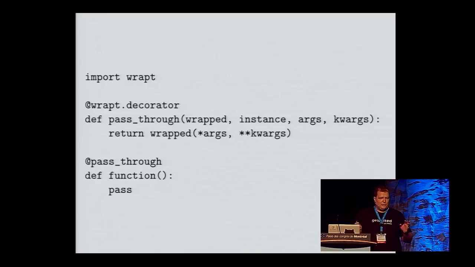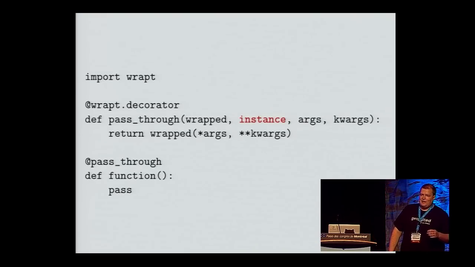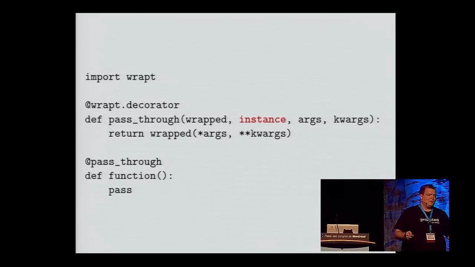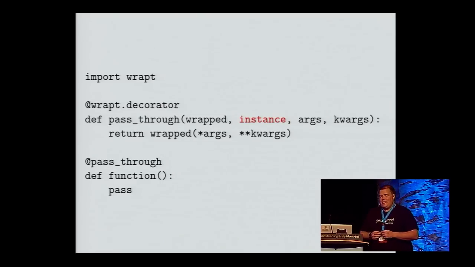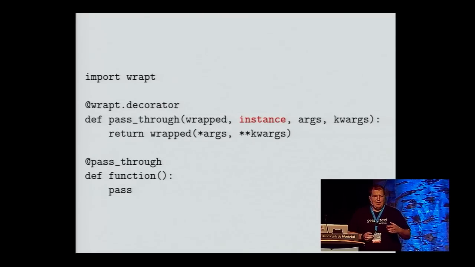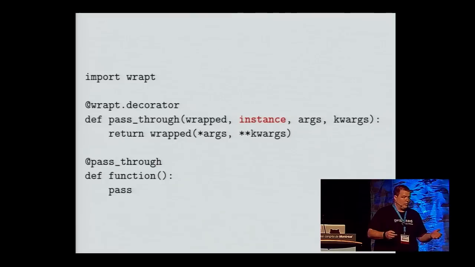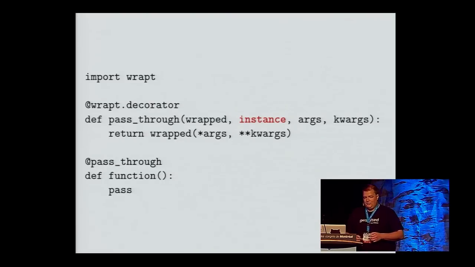Now, you might notice there's one difference here, this instance variable. I'll let Graham talk more about that in his talk, but basically, decorators are not just limited to functions. You can decorate classes, and you can decorate objects. And so instance actually allows you to figure out what kind of an object you are decorating, and that way you can act accordingly. So that's what that is.